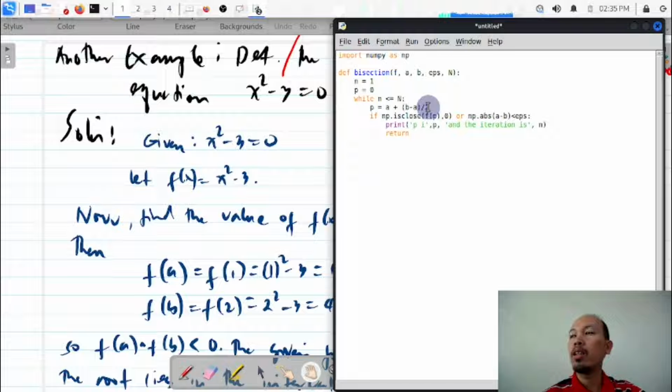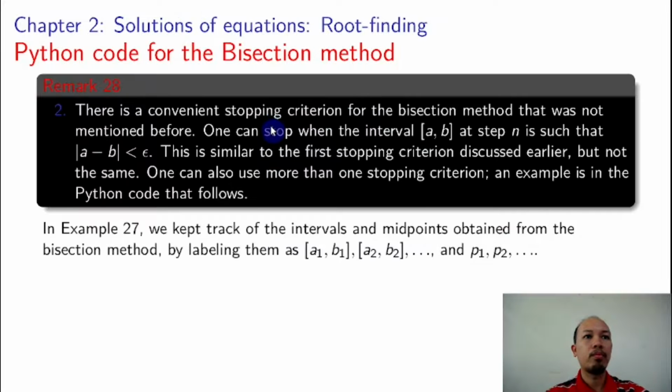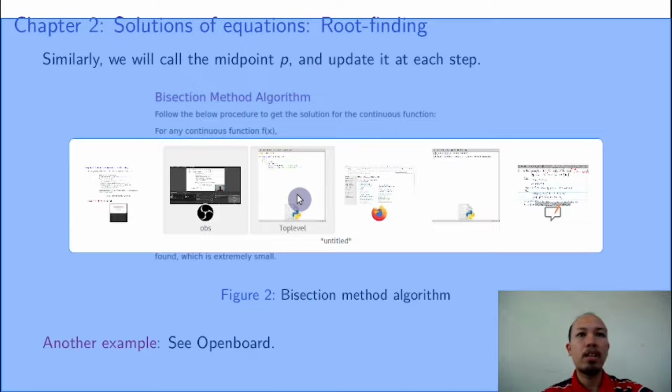Okay, so I think in your MMW subject or in your set theory subject, this is a very familiar operation. And after this, we move to number two here, divide interval AB if this will be satisfied. It's step two here.